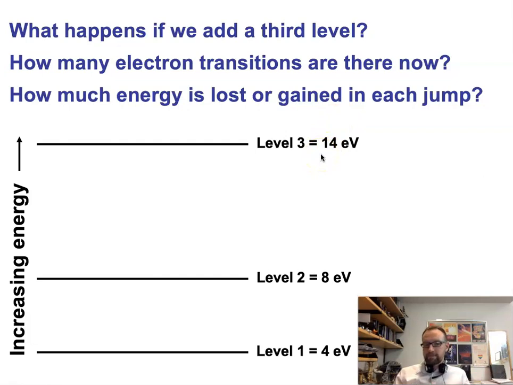Okay, so if there are 3 energy levels that this electron can be at, how many different ways is there for an electron to lose energy? How many different transitions are there from a higher energy level down to a lower energy level? Think about that for a second.